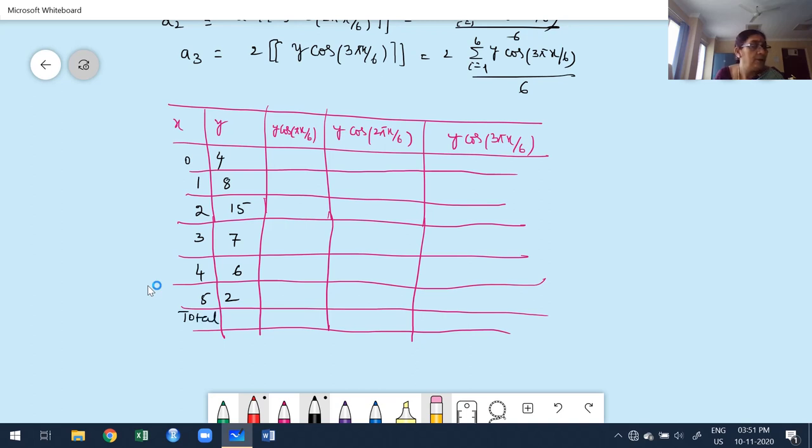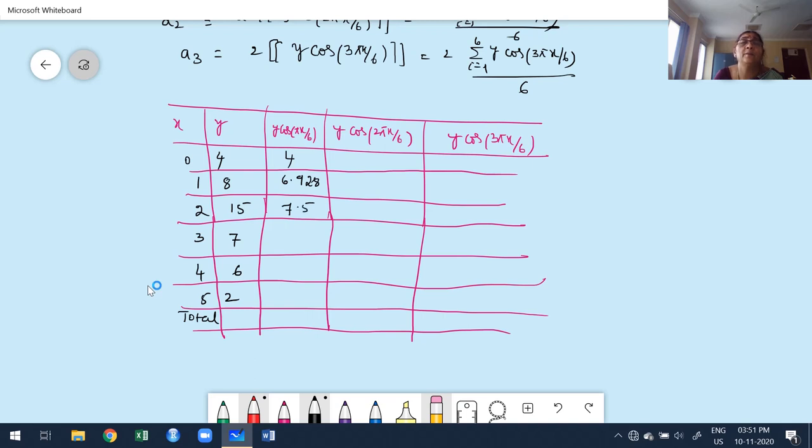Put x is 0 if you want directly, or different values are there: n is 1, n is 2, n is 3. Therefore put it directly. Put x is 0, cos 0 is 1, we get 4. Put x is equal to 1, cos of 5 by 6 into 8, we get 6.928. And then put x is equal to 2, cos of 2π by 6 means cos of π by 3 into 15, we get 15 by 2, 7.5.